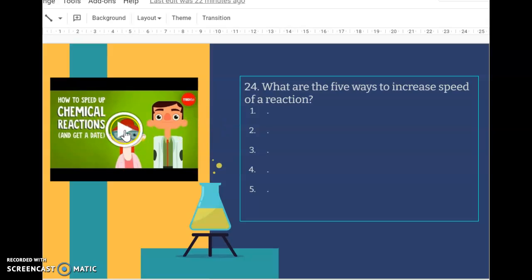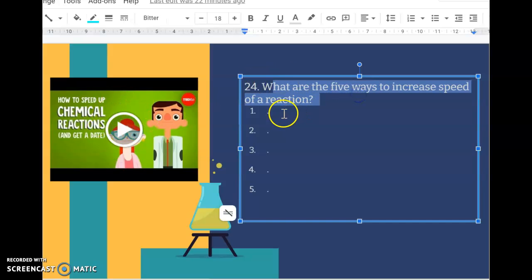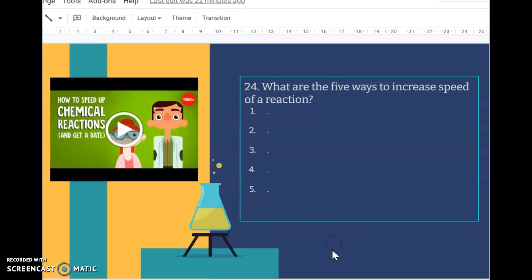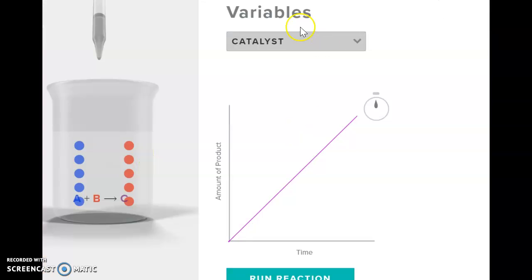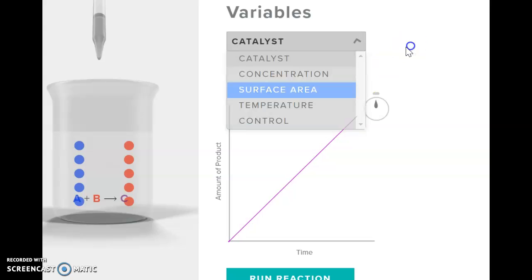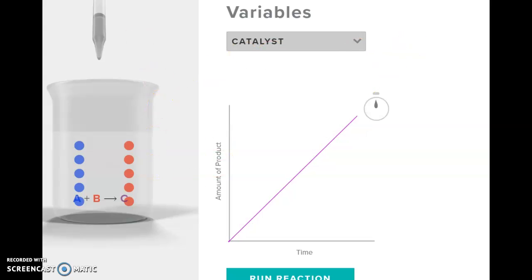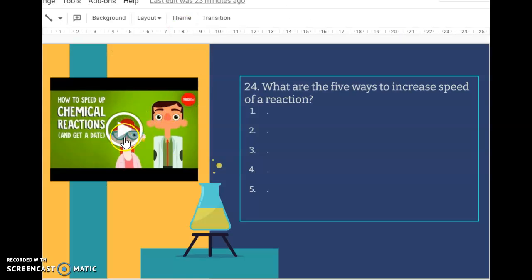Slide 17, you're going to watch how to speed up a chemical reaction and get a date. So after watching this, what are the 5 ways to speed up a chemical reaction? So we've gone over some of those today using this simulation, and the video will go over them. So this one you can just list the 5. What are the 5?